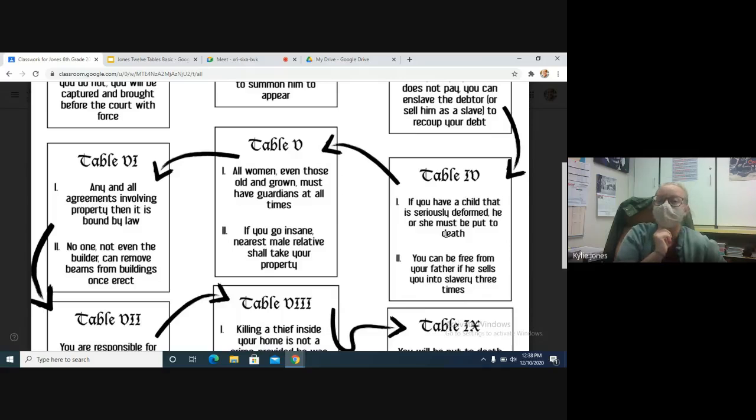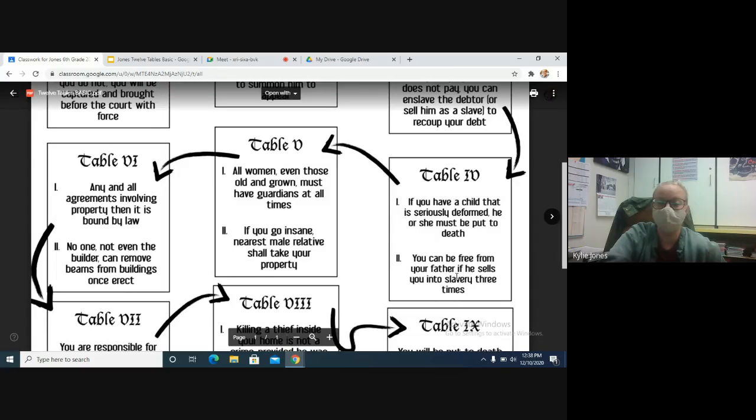Part number 2. You can be free from your father if he sells you into slavery 3 times. So if your father was to sell you 3 times into slavery, then you don't have to go back to your father after you get out of slavery again because he doesn't own you anymore as a child. Yeah. These are some tough rules.